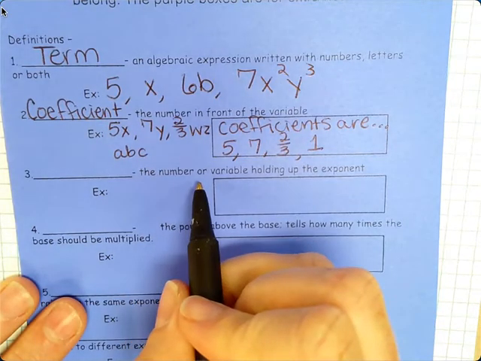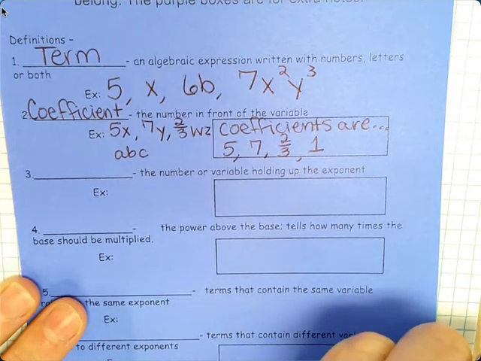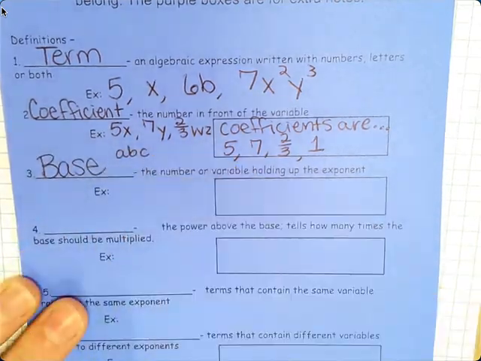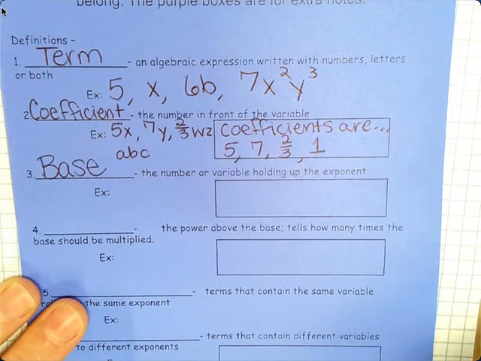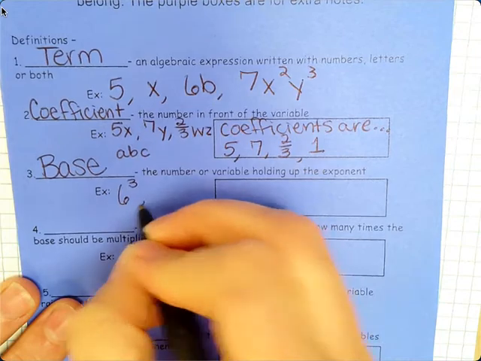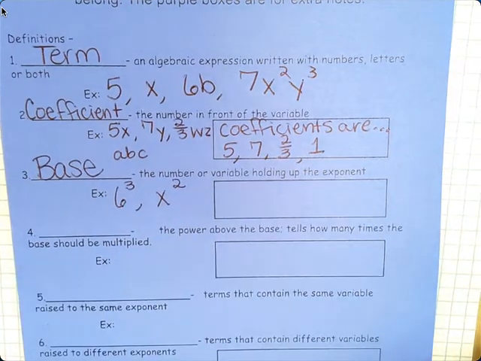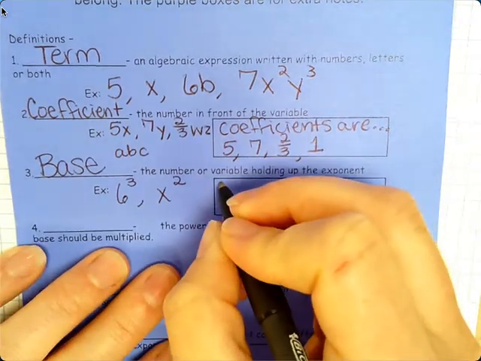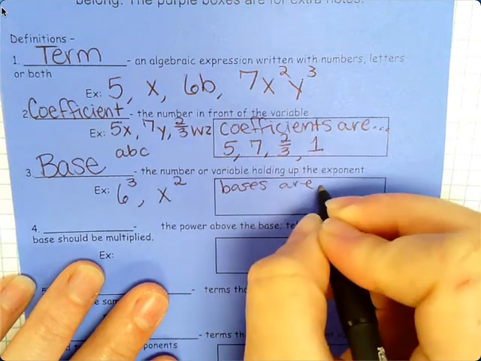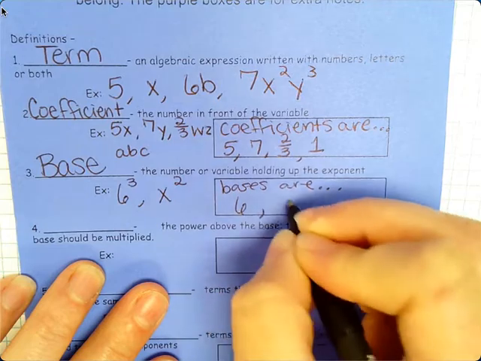The number or variable holding up the exponent. Yep, that's called the base. So an example would be 6 to the 3rd power, or x squared. So the bases are 6 and x.